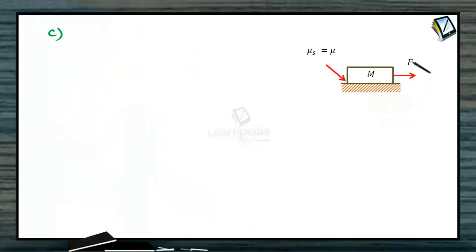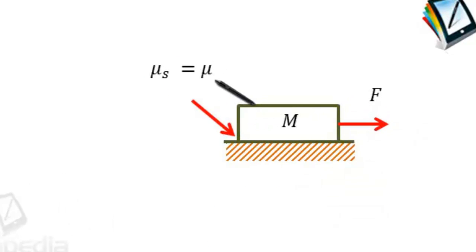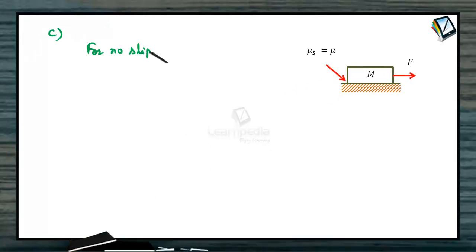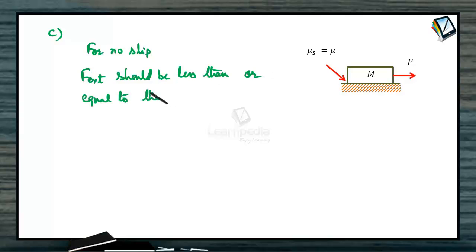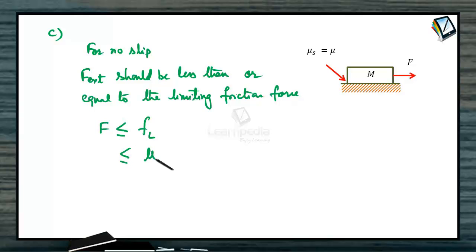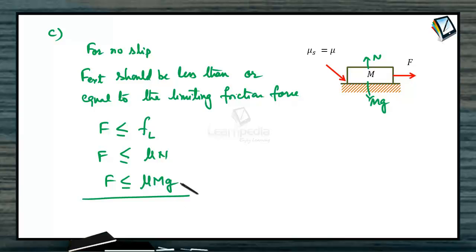In the C part, force is applied. Coefficient of friction between capital M and the ground is given now, mu. And what we need to calculate? For no slipping, F external should be less than or equal to the limiting friction force. So F should be less than or equal to FL. Limiting friction force is mu into normal reaction. And what is the normal reaction in this case? Capital M g. So this will be F is less than or equal to mu mg. If the external force is less than this, there is no slipping.